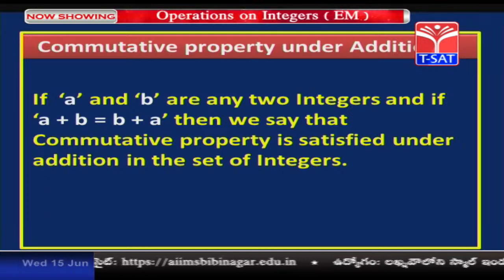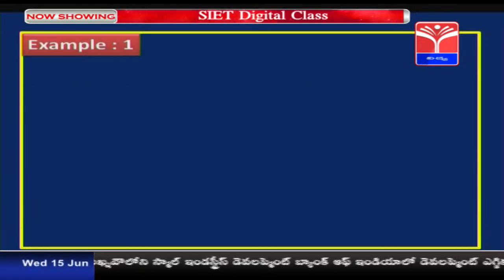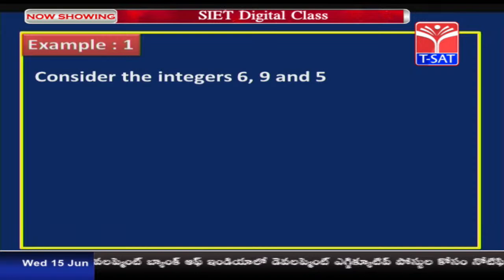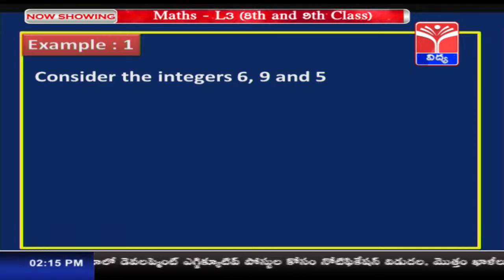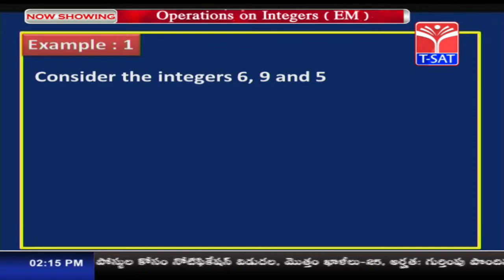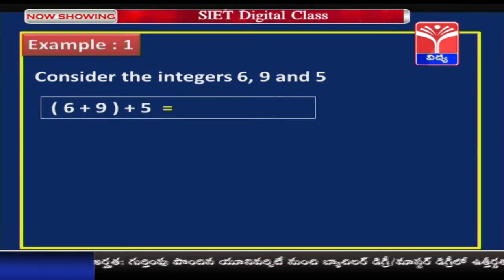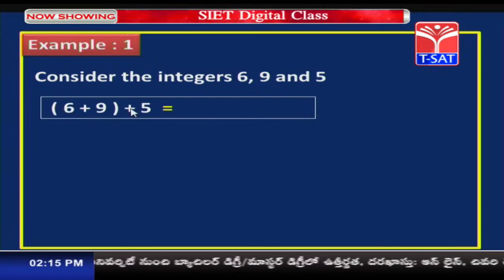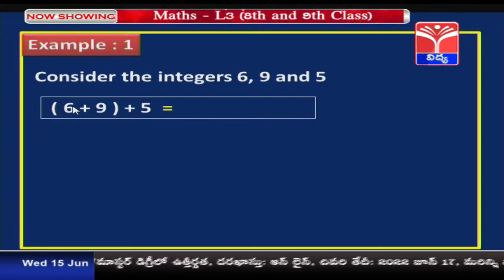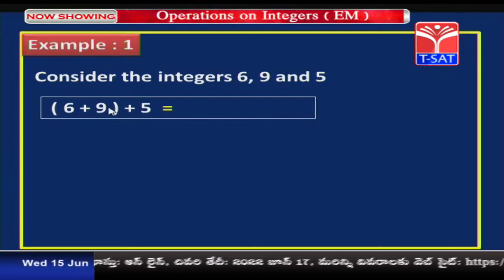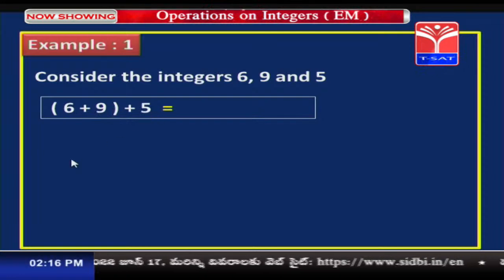So, now let us move on to another property, children. Let us take an example here. The first example, consider the integers 6, 9 and 5. So, I am taking here three integers 6, 9 and 5. So, let us add these integers as shown. So, first I am taking 6 plus 9 in bracket, that means what? First I am going to add these two integers 6 and 9, and with these two the next one. So, what do you get, children?